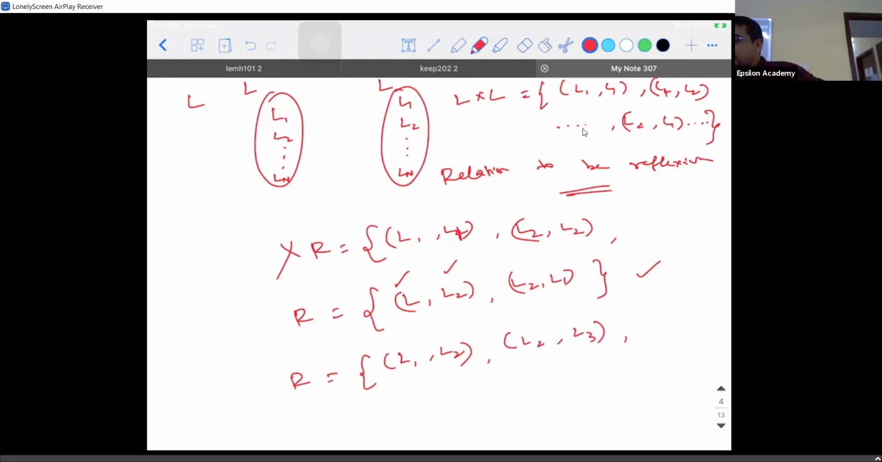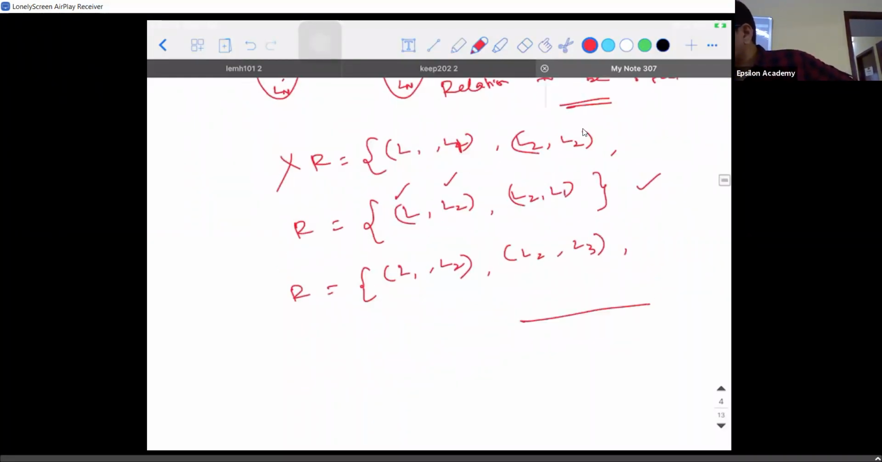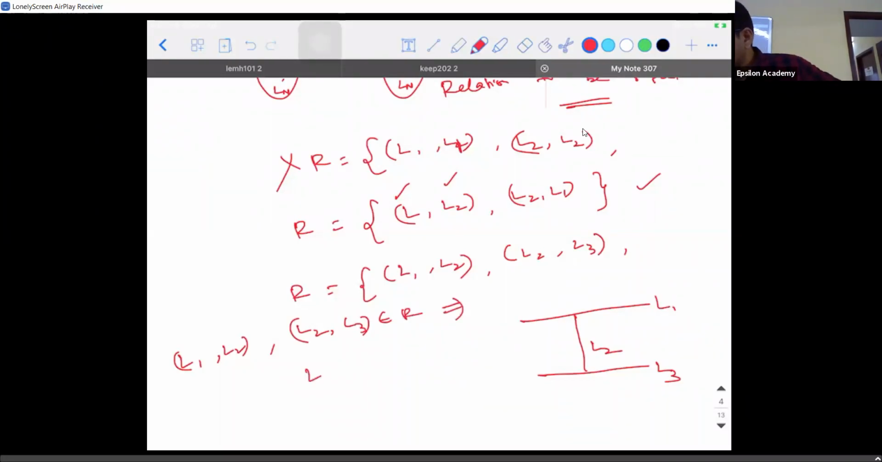But will I be able to find L1 comma L3? Why? Because if L1 is perpendicular to L2 and L2 is perpendicular to L3, then L1 and L3 are parallel to each other, or they should be coinciding lines. Generally they will be parallel if you treat them as different lines. Okay. So how will you write this? If L1 comma L2 and L2 comma L3 belong to R, it implies L1 comma L3 does not belong to R.